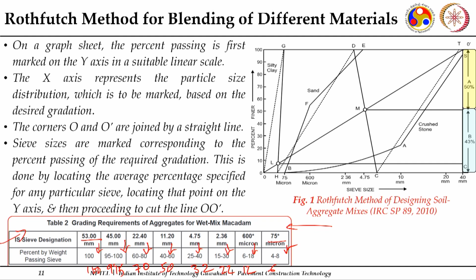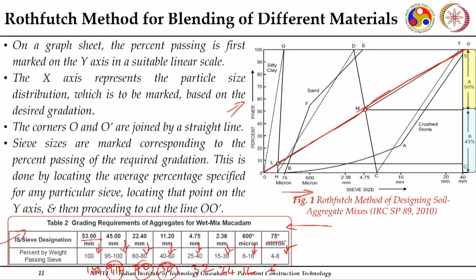Now once you have this graph paper, we will plot the percentage passing on our y axis, and then we will have this diagonal here, which is drawn to join these two endpoints. On the x axis you need to mark the sieve sizes. For marking the sieve sizes on the x axis, you need to work out the mid values of your required gradation.